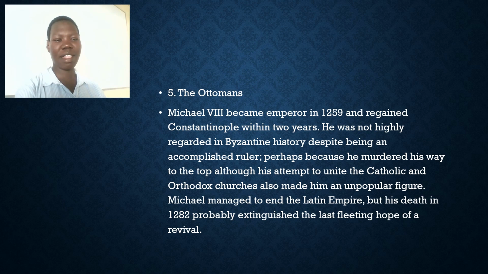Finally, the Ottomans. Michael VIII became emperor in the year 1259 and regained Constantinople within 2 years. He was not highly regarded in Byzantine history despite being an accomplished ruler, perhaps because he murdered his way to the top, although his attempt to unite the Catholic and Orthodox churches also made him an unpopular figure. Michael managed to end the Latin Empire, but his death in the year 1282 probably extinguished the last fleeting hope of revival.